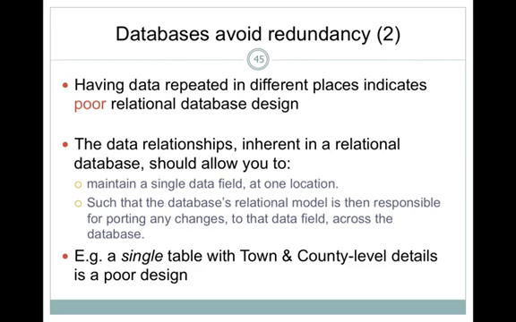And what we'll find when we start building our databases is that we want to avoid having data repeated in different places. That would be a poor design. And so part of the design process for a relational database is making sure that we know exactly where is the one place that each item of data is going to be stored. So we will not do things like produce a single table with both towns and counties where there's missing data in some of the rows.